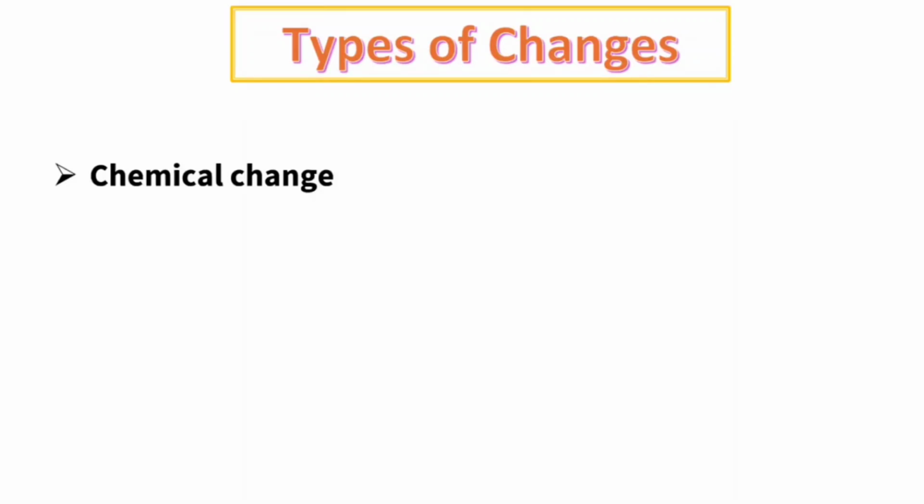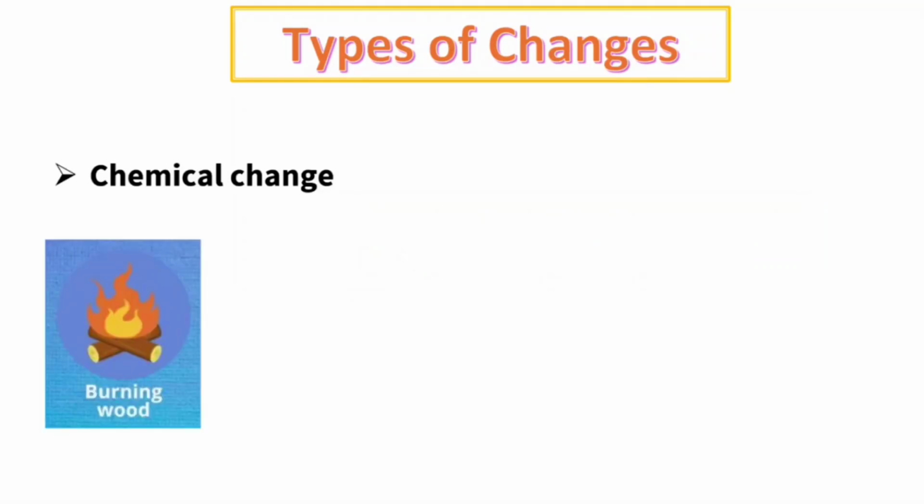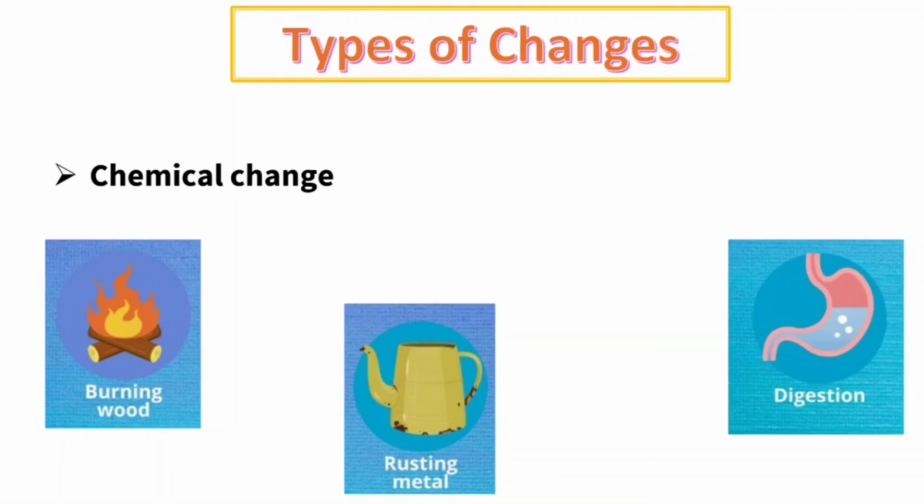Second type of change is chemical change. One or more new substances are formed with a change in chemical composition. Examples are burning of wood, rusting of metal, and digestion.